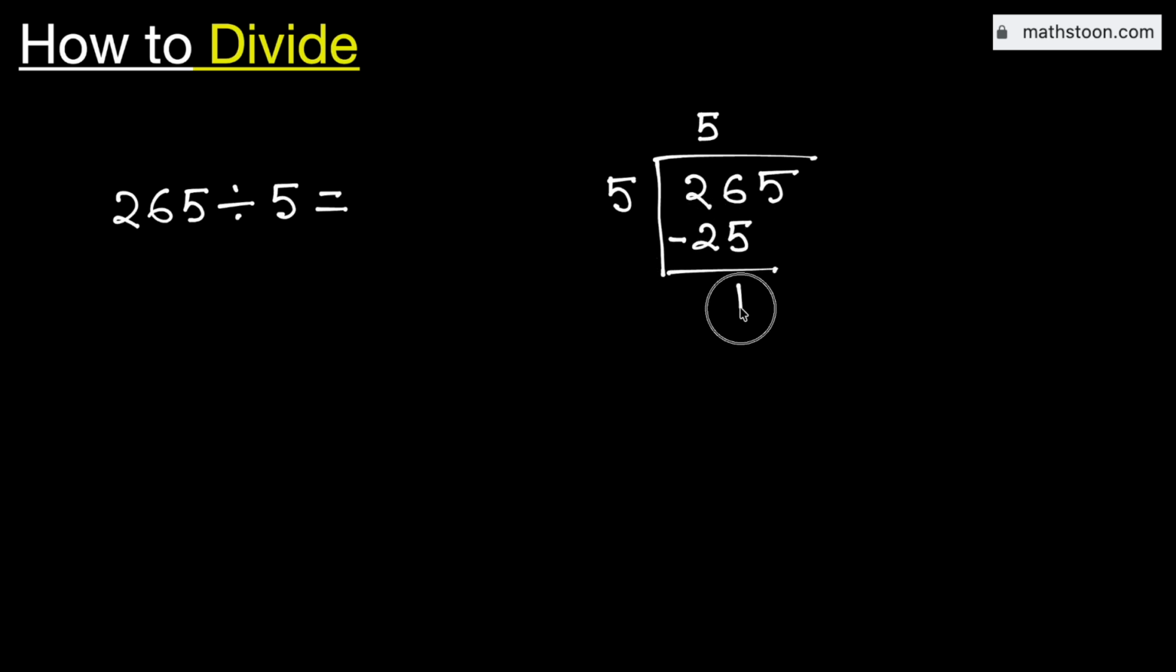Subtract, we get 1. Now 1 is less than 5. That is why we will bring down this number 5 here. Now we know that 5 times 3 is 15. Subtract, we get a 0. As we get the remainder 0, so we will stop. Therefore, 265 divided by 5 is equal to 53. And this is our final answer.